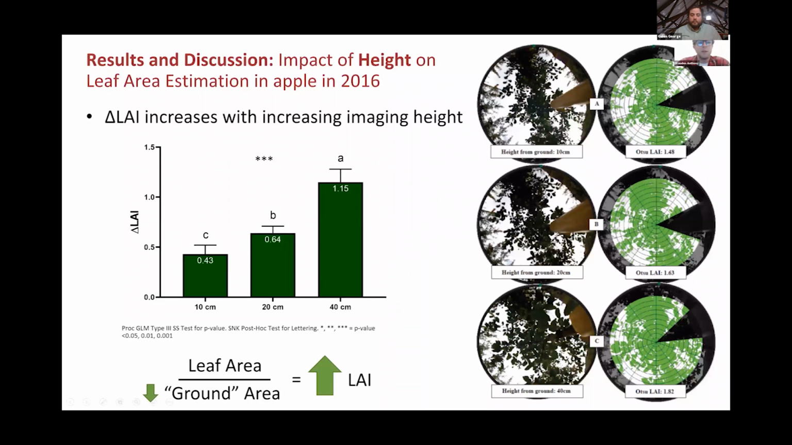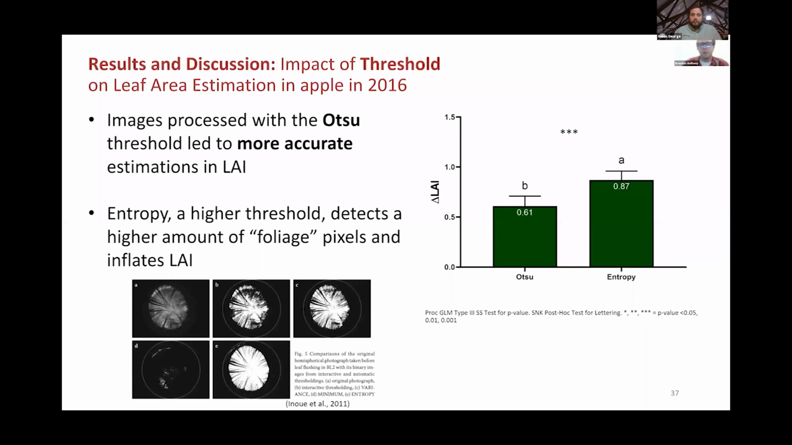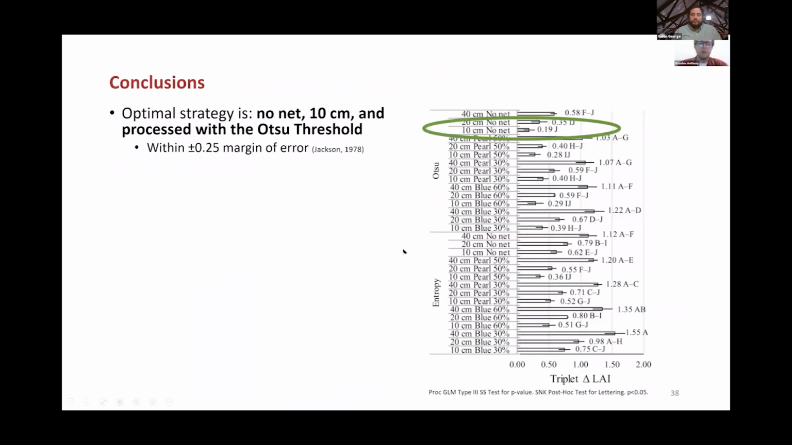So lastly, just looking at the different thresholds that the software has, and I don't know if the software has been updated with different thresholds, but these are the ones that we had at the time, looking at Otsu and entropy. Otsu did a better job of delineating between leaf and wood, and so allowed us to have a more accurate estimation of the leaf area index. The entropy is a little bit higher saturation threshold, and so again, you have that tendency to artificially inflate the true leaf area index.